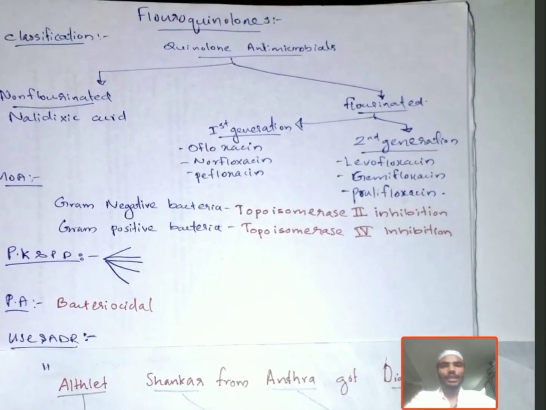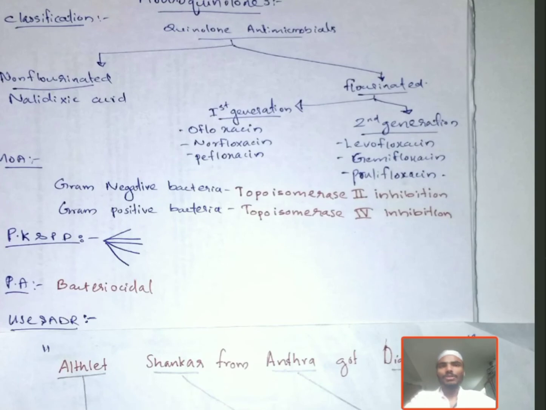Coming to the next heading, for any drug we are going to write classification, mechanism of action, pharmacokinetics and pharmacodynamics, pharmacological action, use and adverse drug reaction. Moving on to mechanism of action, they basically inhibit two enzymes.